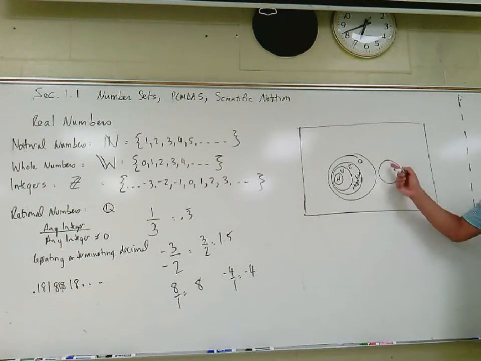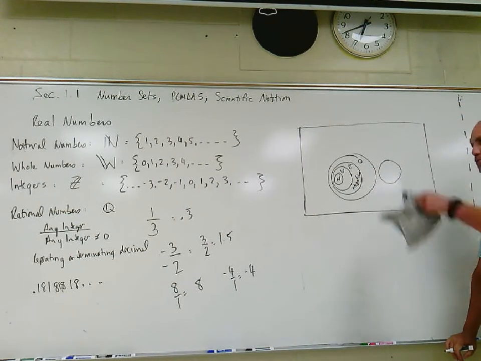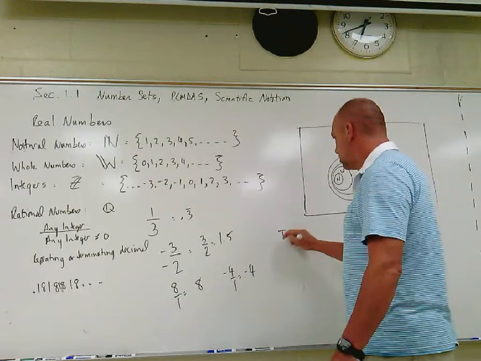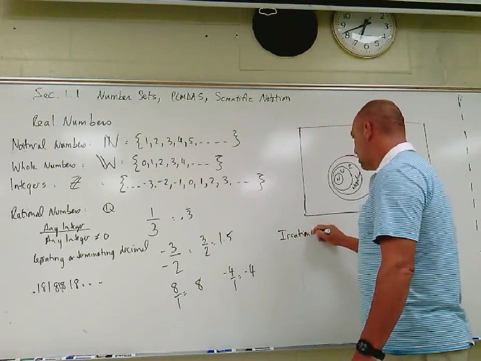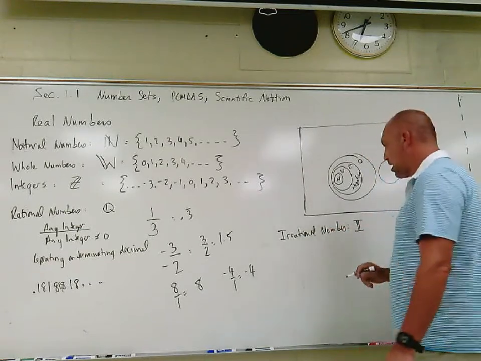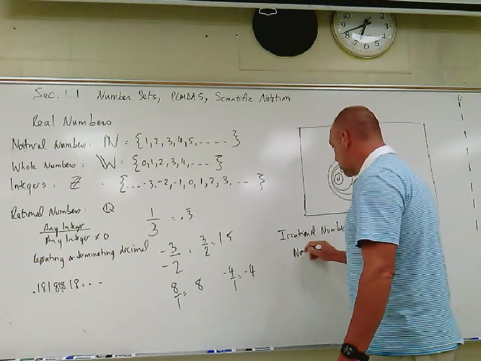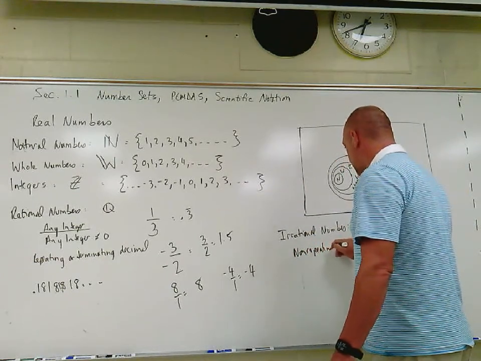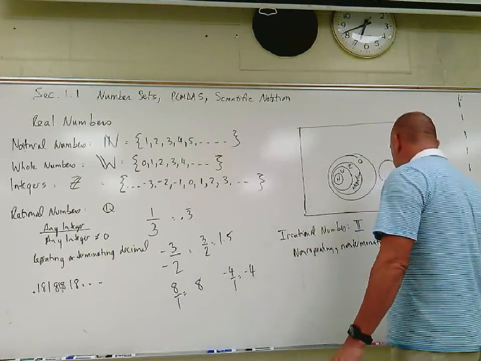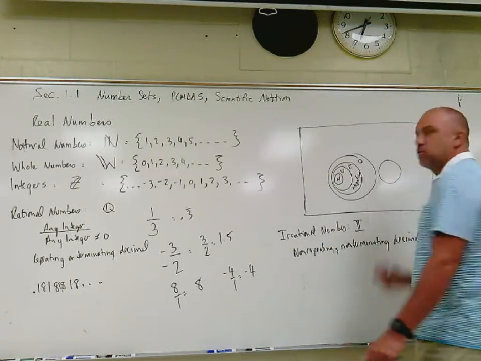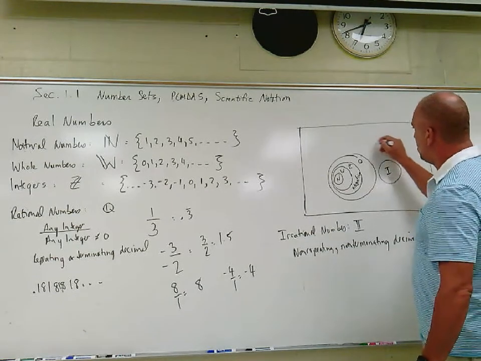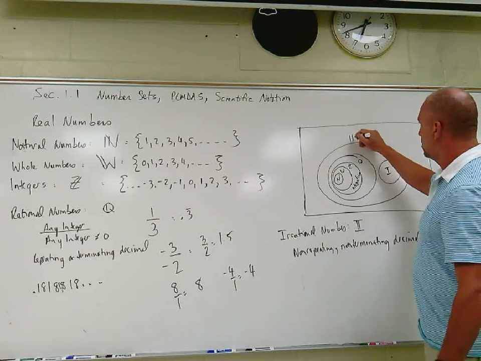Guess what set is over here? That's not a rational number. Irrational numbers. Running out of room. You have irrational, and irrational numbers are given by boldface I. And the best way to say it is non-repeating, non-terminating decimal. That's the best way to write an irrational number. So irrational are over here, and all of these together are your real numbers.